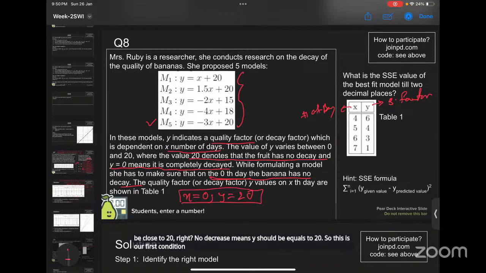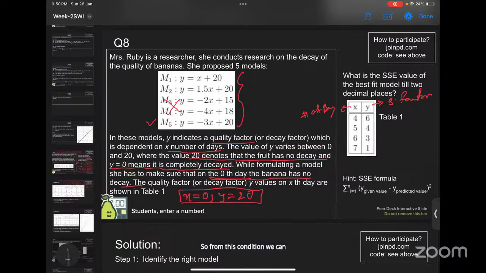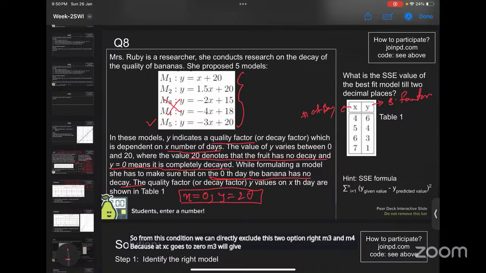Clear? So we have to check that all the models satisfy the first condition, that when x is equal to 0, y should be equal to 20. So from this condition, we can directly exclude these two options, M3 and M4, because at x equals 0, M3 will give y equals 15 and M4 will give y equals 18. So we can discard these two. Is it fine for all of you?